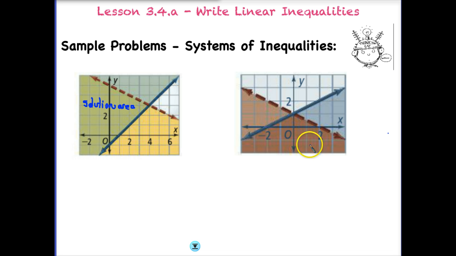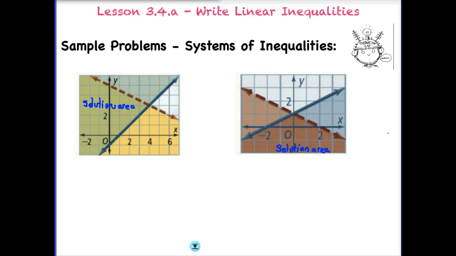Okay, if I look at the one on the right, I've got shading in here from the dashed line, I've got shading in here from the blue line, but right down here at the bottom is where I have shading from both. So this is my solution area, and this is where the 2 shadings overlap. Okay, so it's good to first establish that. Now we need to come up with 2 equations here because I have 2 different boundary lines.